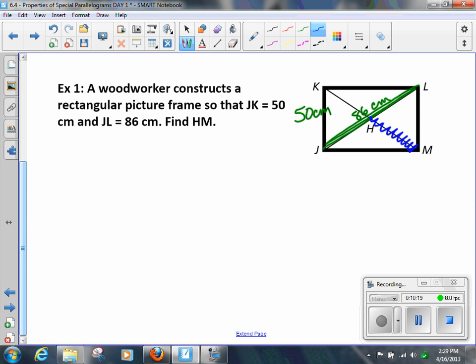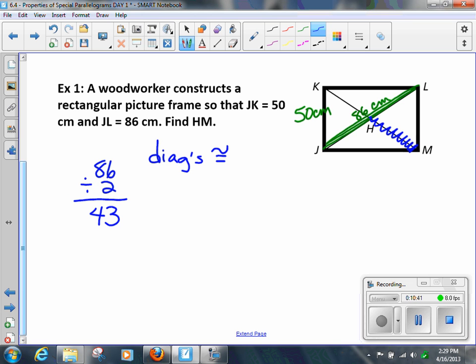I can't hear with all the fans going. What, Justin? Why? If the diagonals are congruent, I can't hear anything with fans on, y'all, so forgive me.